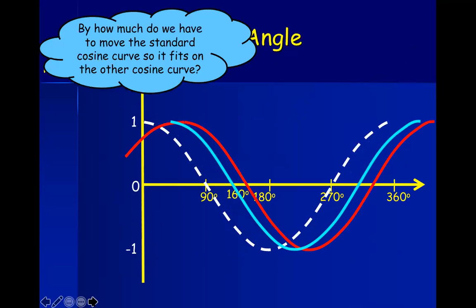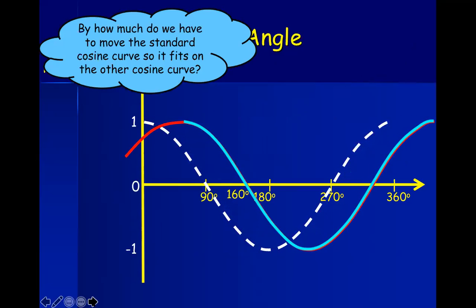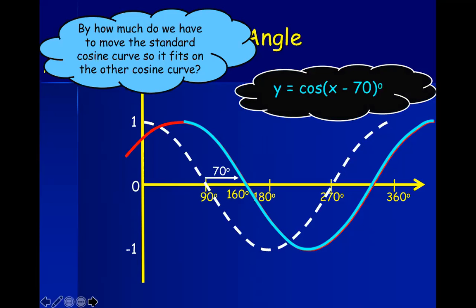So by how much do we move? We went to the right this time. Because we've moved to the right, we would need to take away the 70, because you went from 90 to 160 there. If you go to the right, remember you take away. And if you go to the left, you add. To the right, take away.